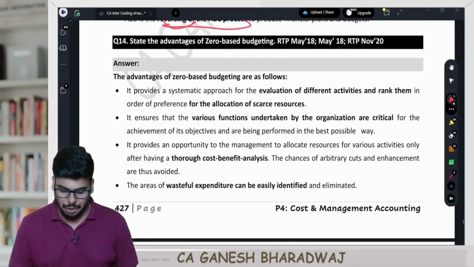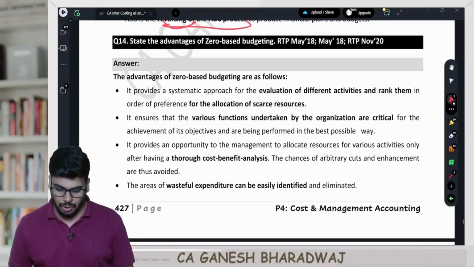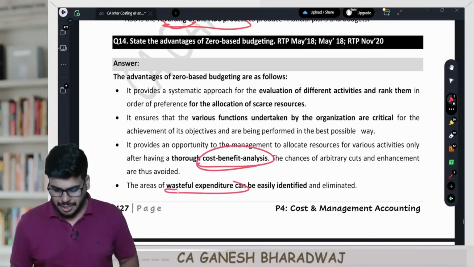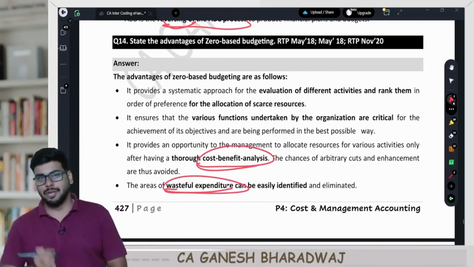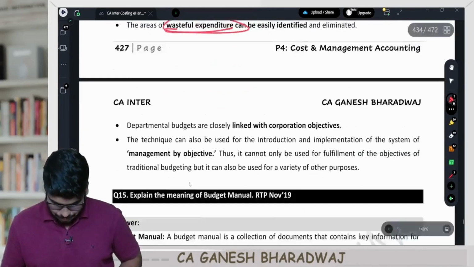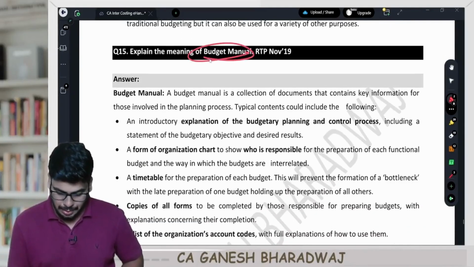Then the advantage of zero-based budgeting, we all know it is precise and it's a very effective control too. We do a thorough cost-benefit analysis, and if there is any wasteful expenditure, it can be easily identified. How? Because that is also based on activity-based costing only. Clear with this, guys? Yes. And the next question is about the budget manual.